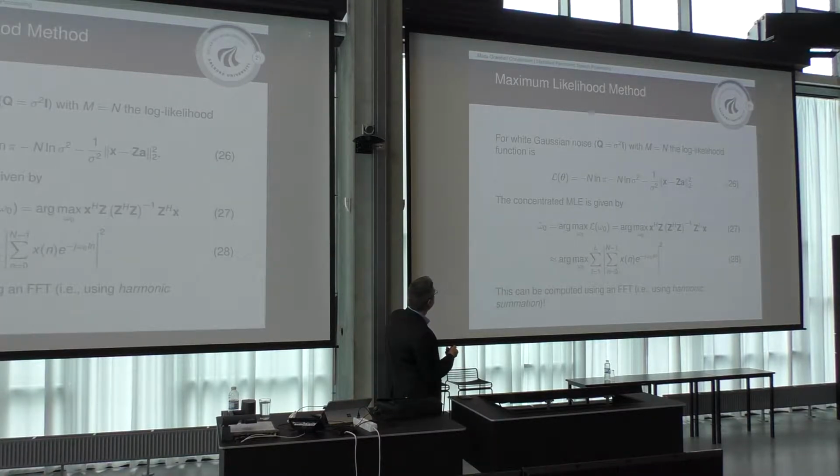Okay, let's see if we can simplify this a bit. Well, if we assume that the noise is white and Gaussian, then we have that the covariance matrix Q is equal to a scaled identity matrix here.